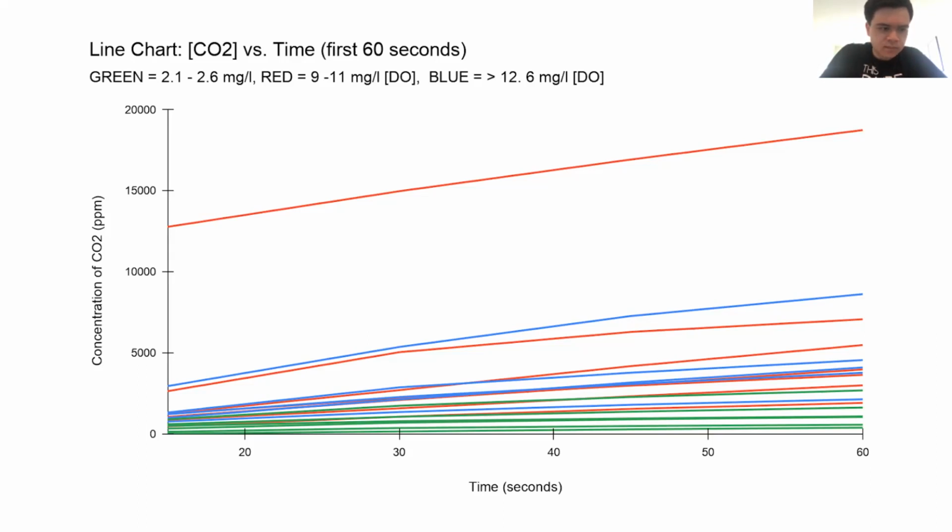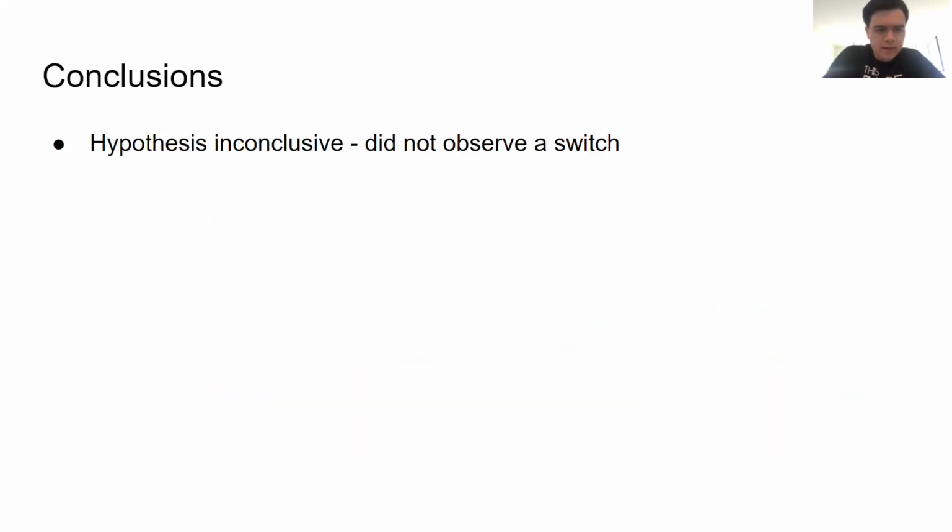However, the CO2 rates are not only much lower for the green level, but also its range barely overlaps with the other two levels. We concluded that because we had bubbled in such a large amount of oxygen for the trials with more than 12.6 milligrams per liter of dissolved oxygen, the yeast at this level were most likely aerobically respiring.